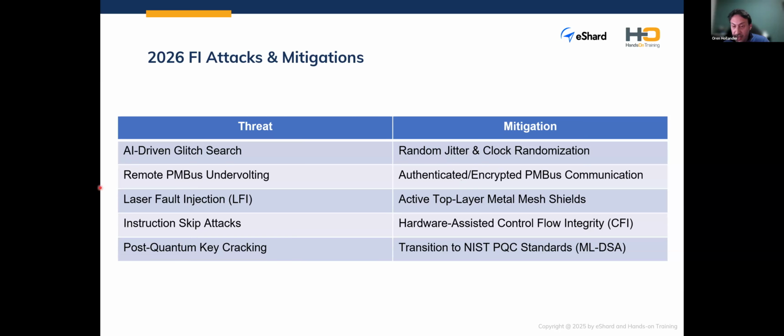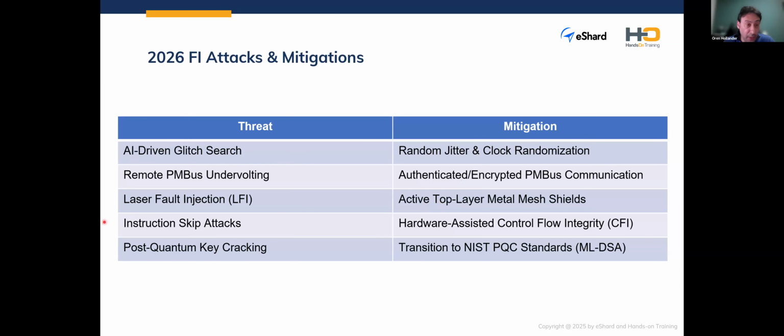The remote PMBus undervolting, and the solution here is very simple: use authentication and encryption of the traffic, because historically it was not used. Laser fault injection, something that Lionel is going to show you. The mitigation against that is better active top layer metal mesh shields with good accuracy.